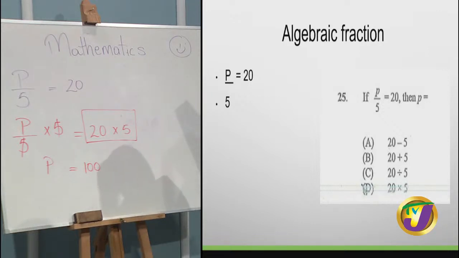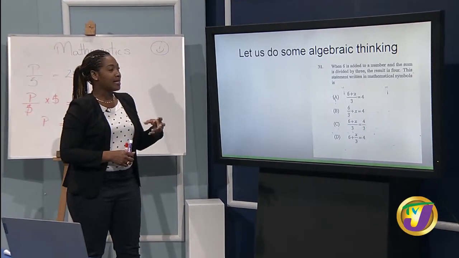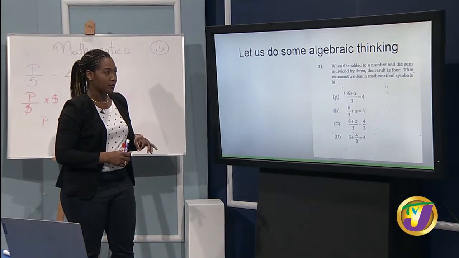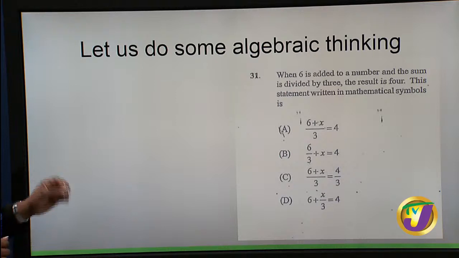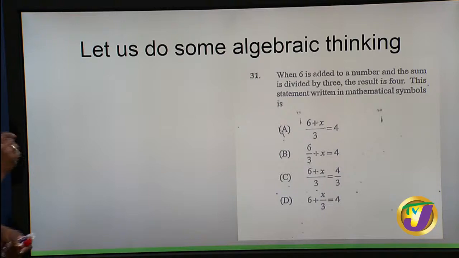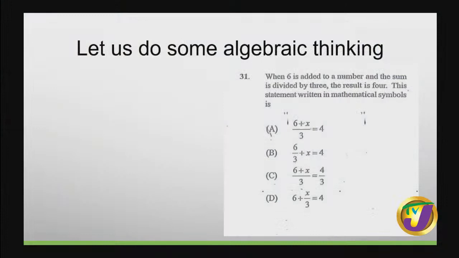All right, so the next one. So we're going to do a little algebraic thinking here, guys. So let's read this together. When 6 is added to a number, and the sum is divided by 3, the result is 4. This statement, written in mathematical symbols, is. So let's just pretty much walk through what is being done here. It says, when 6 is added to a number, so we have 6, and you add it to a number. Did they tell you the number? No. So guess what happened?